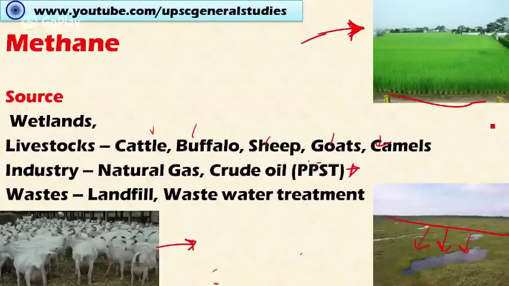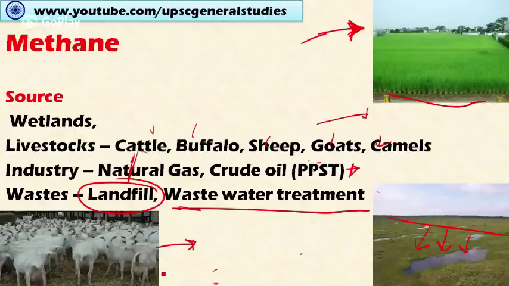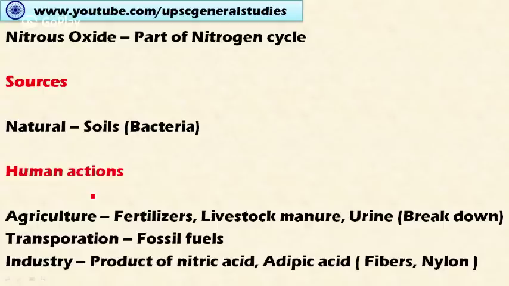And various waste materials also contribute methane to the atmosphere, including landfills. So landfills contribute methane, and wastewater treatment also contributes methane. So these are the different sources of methane. And please remember here, the paddy fields as well as animal husbandry, that is the domestication of cattle, buffalo, sheep, goats, and camels, also contribute methane to the atmosphere. These are the two important sources of methane emission from agricultural operations. And the next important gas is nitrous oxide.